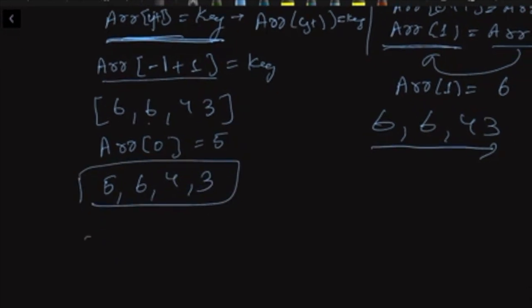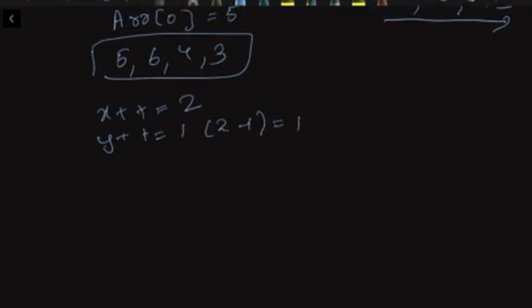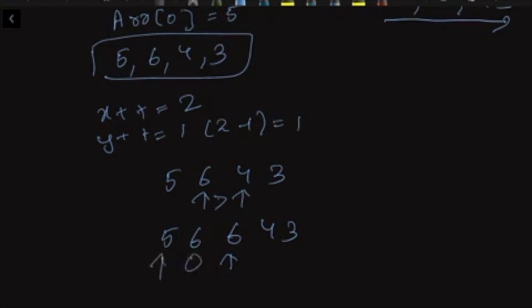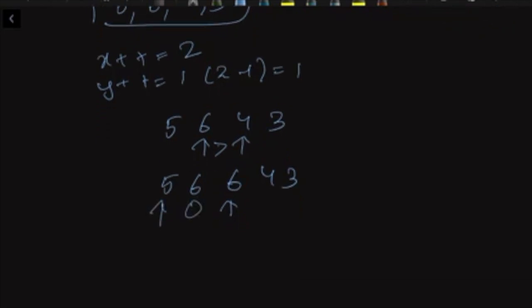So now x will be incremented. It was 1, it will become 2, and y will become 1 because 2 minus 1 is 1. Same, it will become 5, 6, 4, 3, and it will start from here. Here you'll see 6 is greater than 4, so we'll just replace 4 with 6, so it will become 6, 6, 4, 3, and still we are here. We have covered this position, so we'll do j minus minus, so it will come here, and it will again compare 6 with 5 and 4.